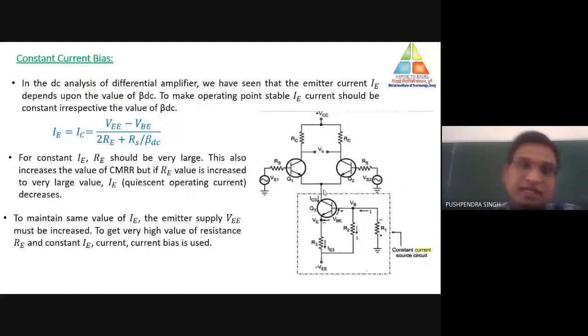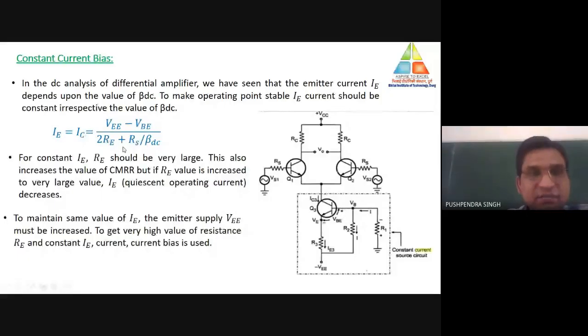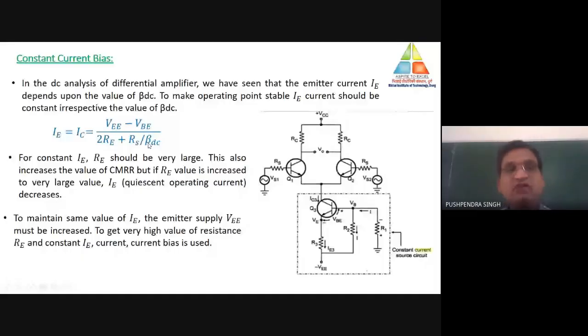amplifier, the emitter current ICQ, or operating point current, depends on what? Beta. Why? Because we are not concentrating on this RE emitter resistance, because it is being replaced by this constant current source. So it depends on the value of beta, and if the value of beta changes, the value of I will change, or it will directly affect the value of the operating point. So whenever we make some changes, we need to keep in mind that the value of the operating point should not change.